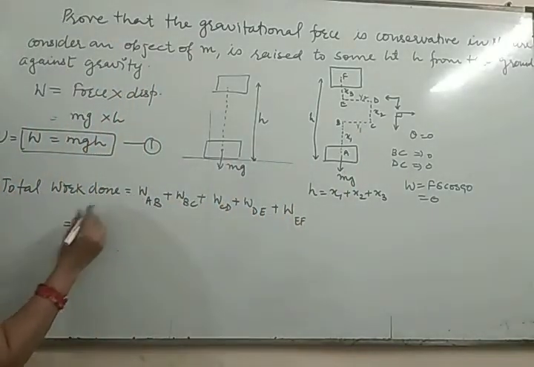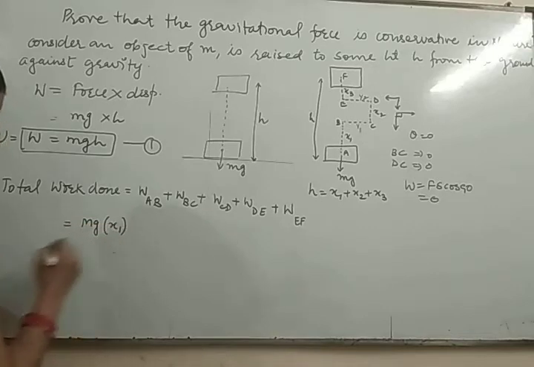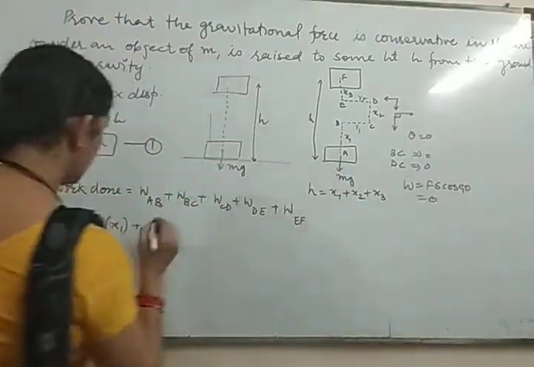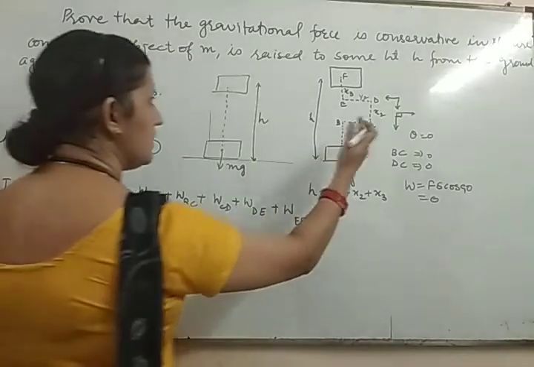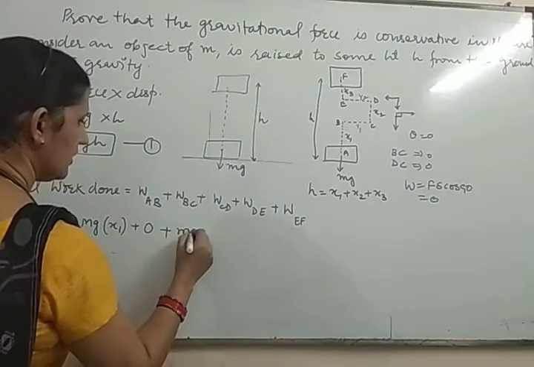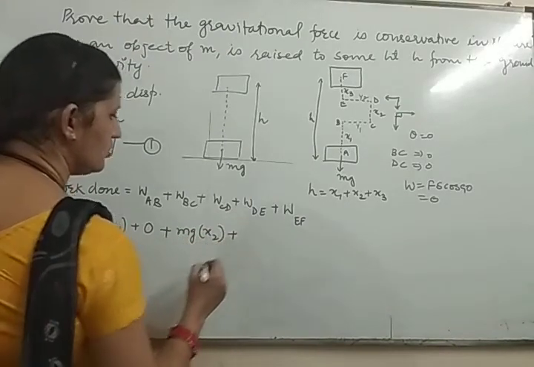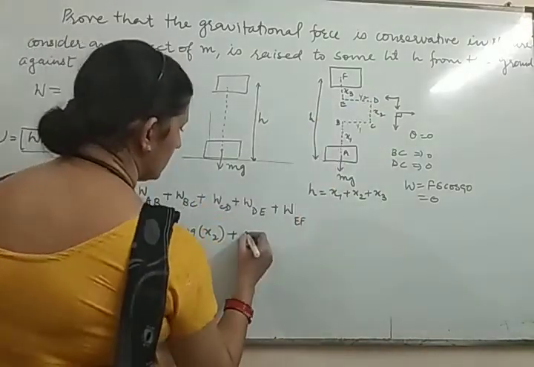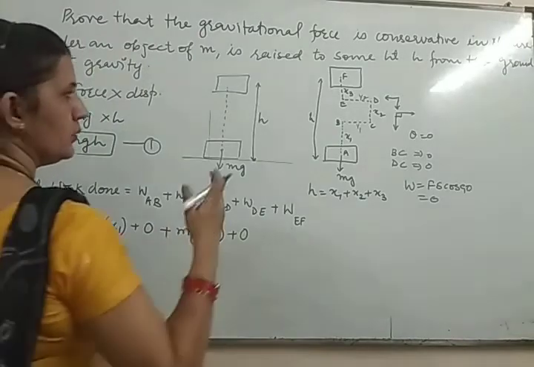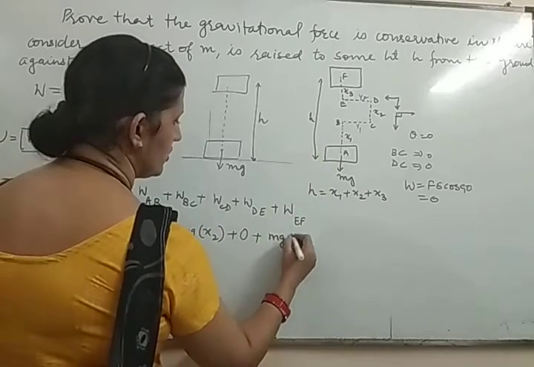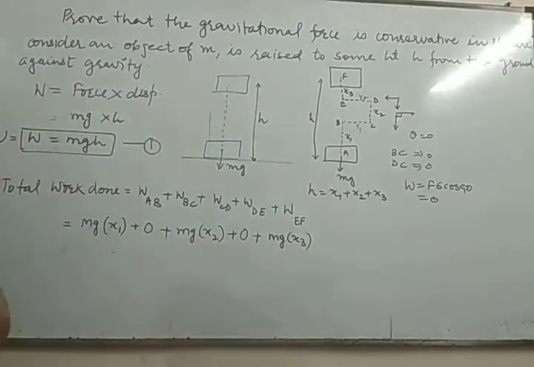So write it here, W_AB, that is m into g into x1. Plus along BC the angle is 90 degrees, so work done is 0. Plus CD, here the weight is in the downward direction and the body is moving in the upward direction, that is mg into x2 against gravity. Along DE, the path is at 90 degrees to the displacement and force, and along EF the work done is mg into x3. So add all these values.